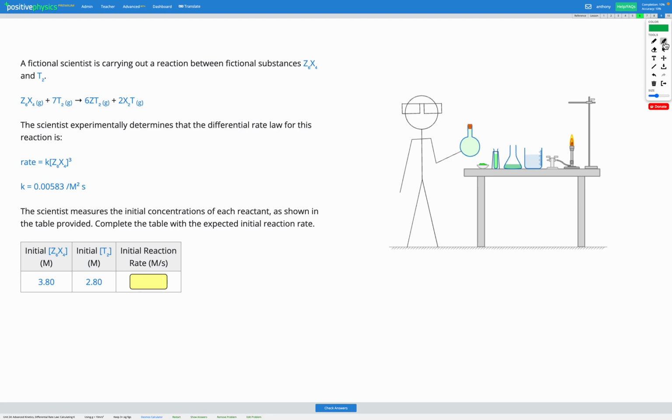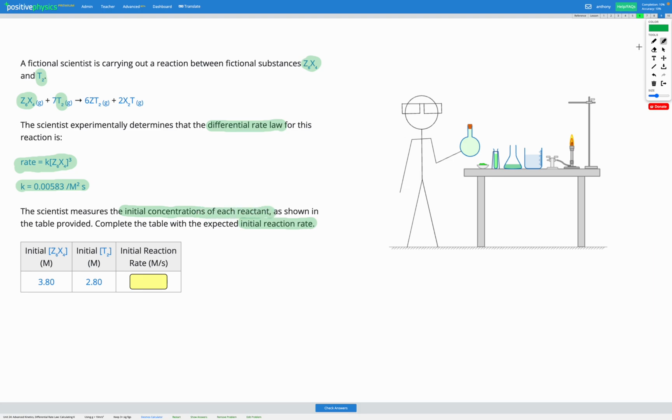In this question, we have a reaction between fictional substances Z6X4 and T2. So we can see on our equation, we've got 1 Z6X4 reacting with 7 T2. And again, we're given the differential rate law. It's K, concentration of Z6X4 to the power of 3. And we're also given K, the rate constant, is 0.00583 per molar squared second. And our goal this time is going to be figuring out the initial reaction rate based on the initial concentrations of each reactant given in the table.